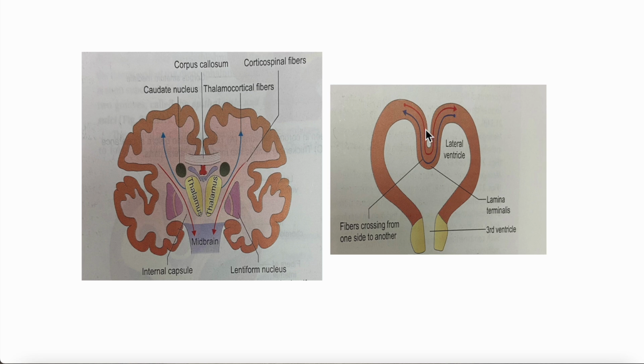This is how it is happening. The fibers are going from one side to another side. So they are fibers crossing from one side to another side. So this is the lamina terminalis through which all the commissural fibers basically pass.